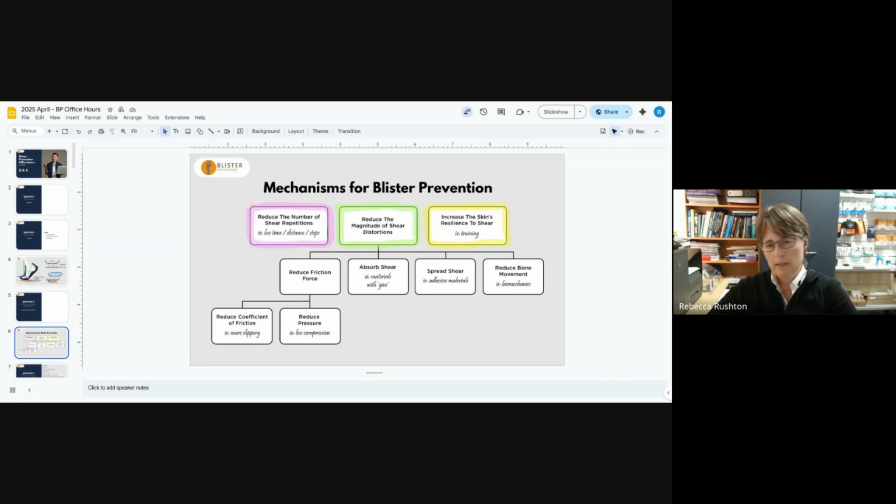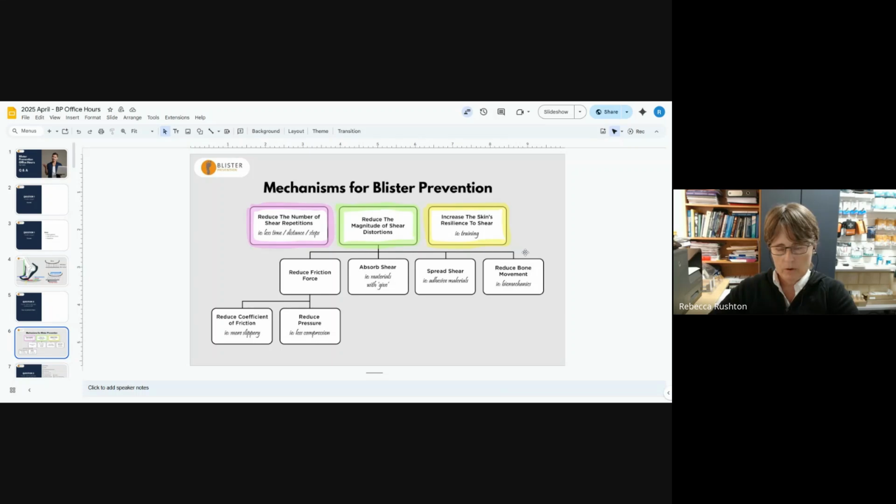So for some people, they can do training, do all the right things, break their shoes in and gradually increase their loads, but they'll still get blisters. So it's important to then have something else to move on to and not blame the person because they haven't done their training properly. Most prevention products and strategies work here. They reduce the magnitude of shear distortions, and there's 4 ways to do that.